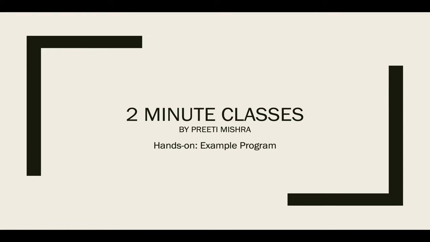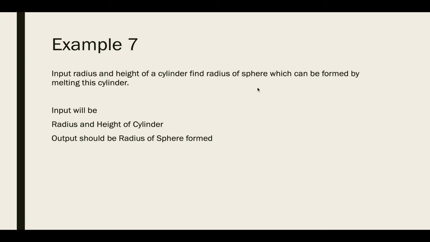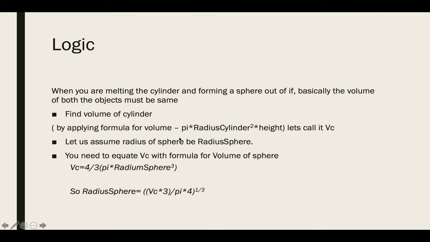Welcome to 2-minute classes. We will discuss a simple example of Python. The example is you will input the radius and height of a cylinder and print the radius of the sphere which will be formed by melting the cylinder. Input will be radius and height of cylinder and output should be the radius of sphere formed. So we will discuss the logic for solving this problem.